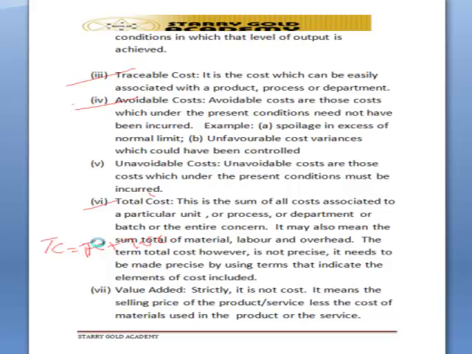So a cost which does not involve any cash outflow is called a notional cost or imputed cost. So a notional cost or imputed cost is a cost that does not involve any cash outflow. So please take note of that. Thank you.